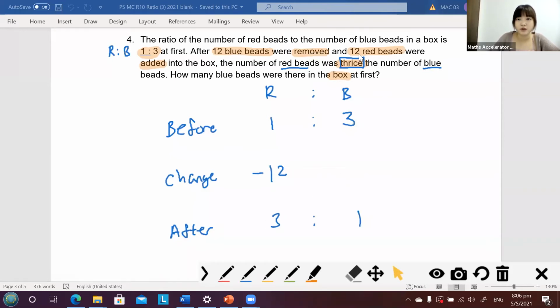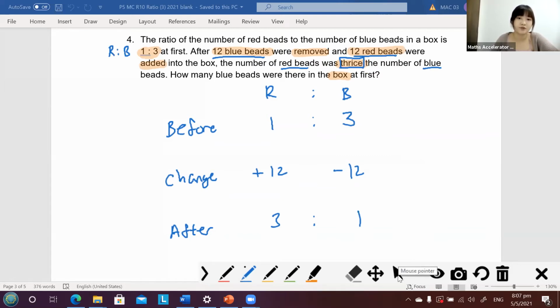Okay, and for the red beads, you add 12. So if you plus 12, that's gonna be under the blue here. Oh, sorry, did I write wrong? Okay, sorry, blue is removed, so minus here, then you add here. Okay, 12 blue removed, and over here is gonna be 12 red added.